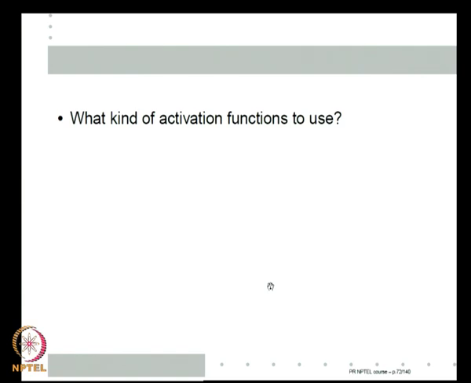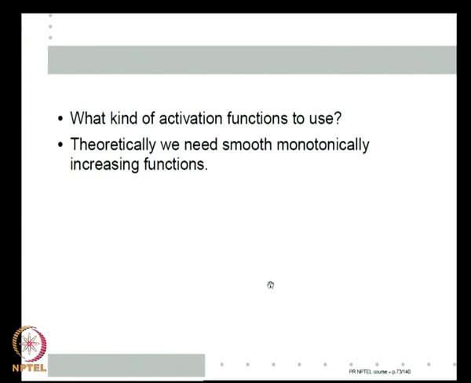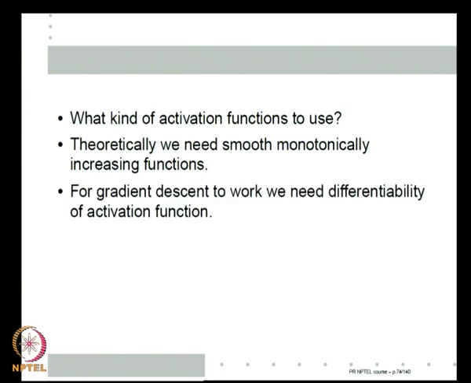Now, what about activation functions? Once again, the theorem that we saw says that it should be smooth, monotonically increasing functions. Of course, monotonically increasing or not, we anyway need smoothness, because to do gradient descent we need differentiability of the activation function. So, that much is certainly true for using backpropagation. Given this, what can I use? The most commonly used activation functions are sigmoid and hyperbolic tangent.